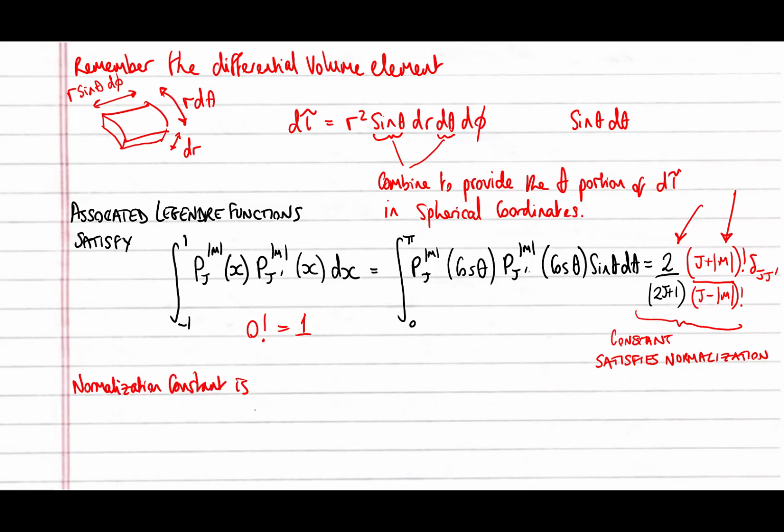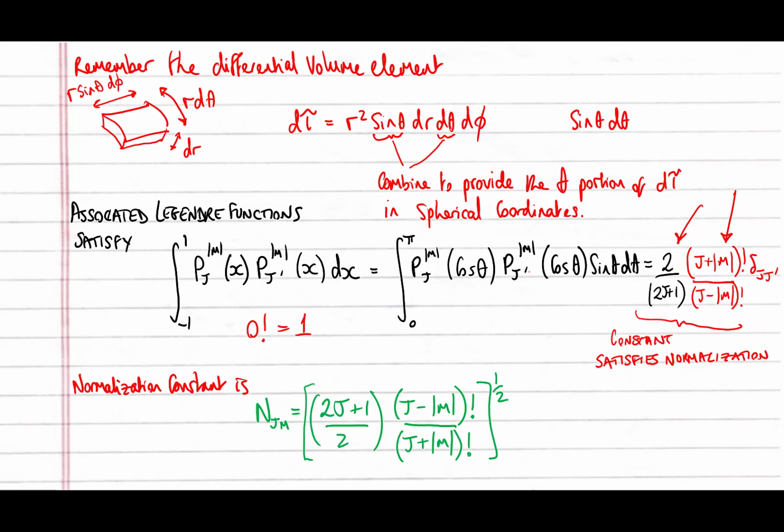Okay, so our normalization constant is therefore, let's write this down as N_jm in here, and let's say that's equal to 2j plus 1 over 2, and then j minus m factorial over j plus m factorial, and that is all to the square root in here.